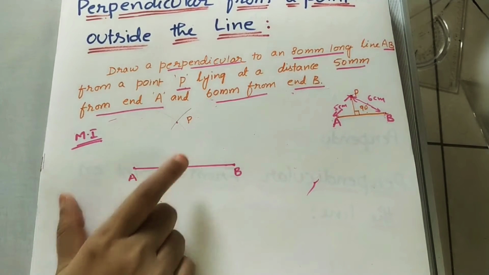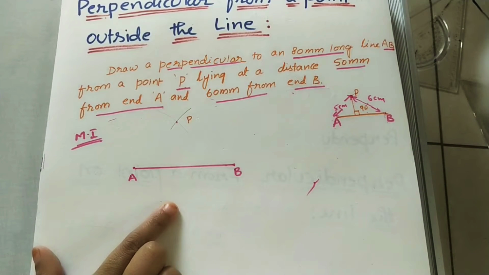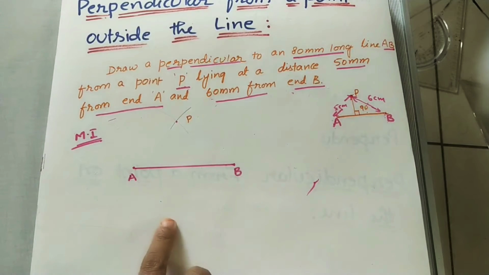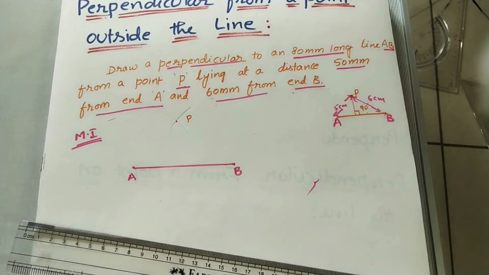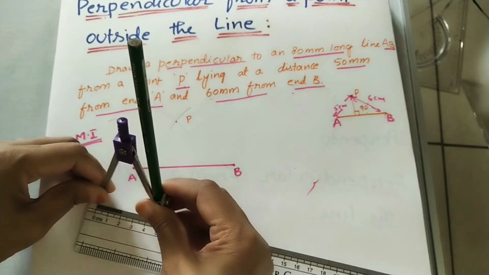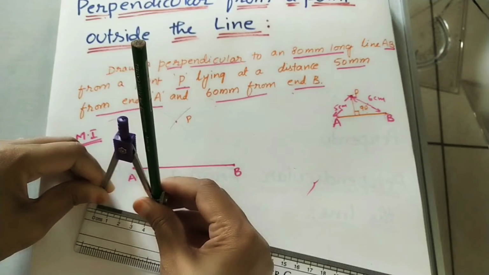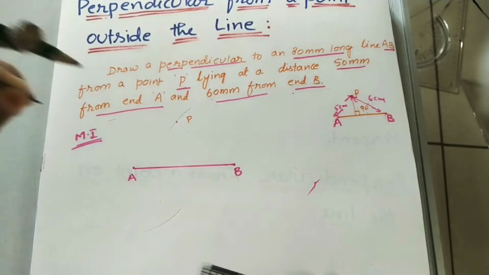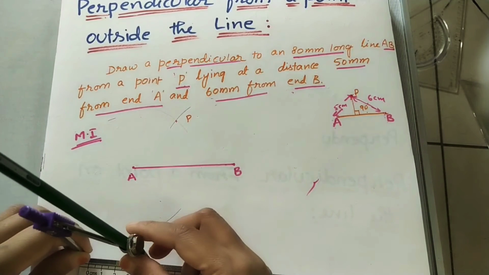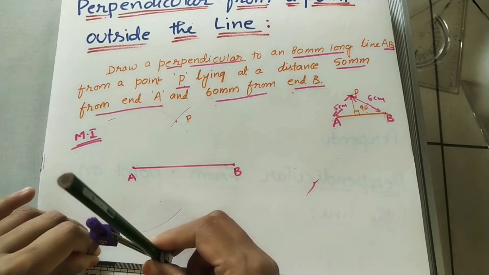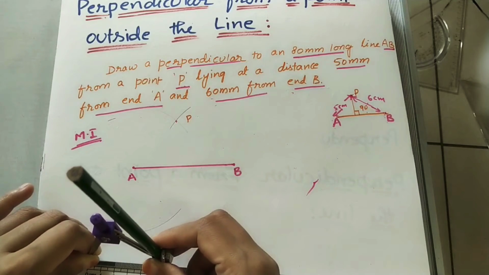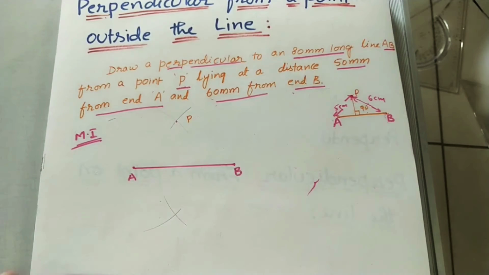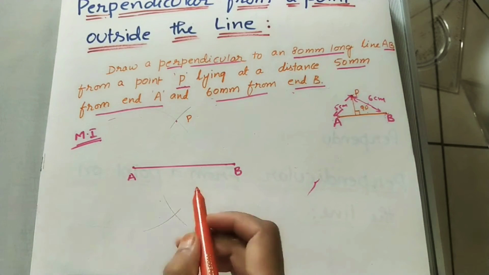So take the point Q on this side, with the same dimensions. From A it is 5 centimeter. Here also from A I am taking a 5 centimeter arc, so take 5 centimeter on the compass. From A do an arc, and from B it is 6 centimeters. From B cut this arc. You will get one intersection point. Let us call it point Q.